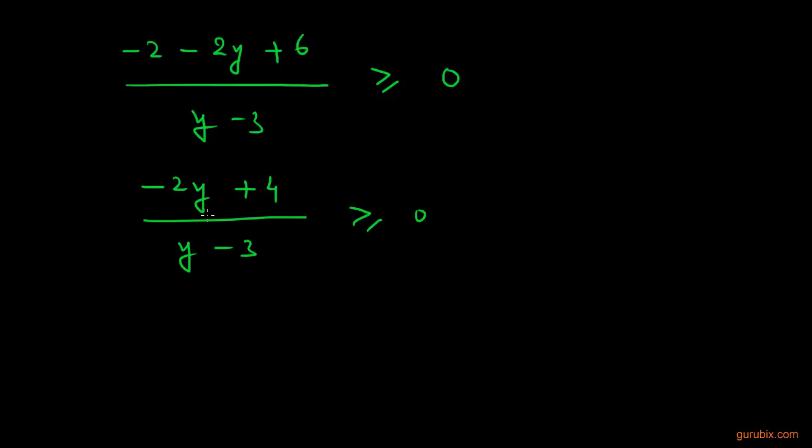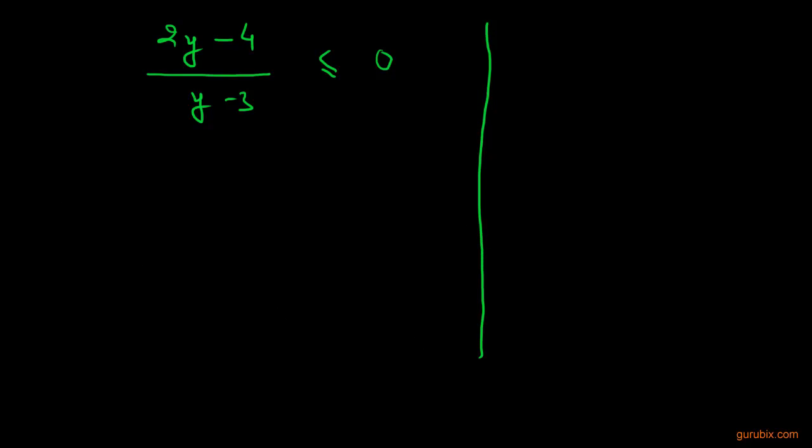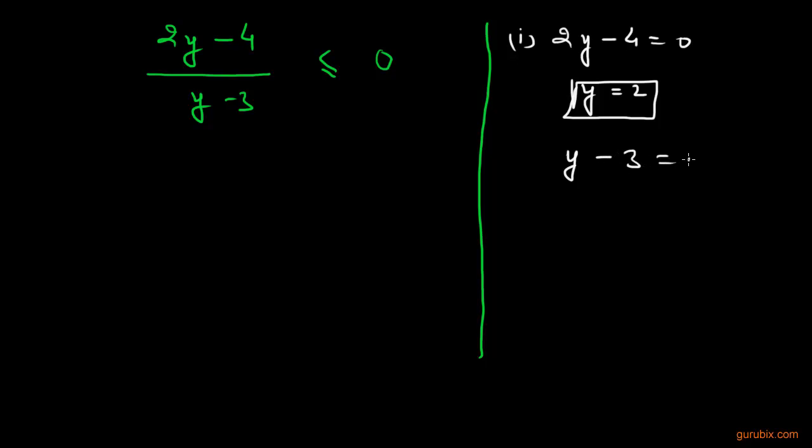And if we multiply both sides by negative 1, then it will be 2y minus 4 over y minus 3, but the sign of this inequality will be reversed. And now we shall solve this inequality step by step. In the first step, we shall equate the numerator to 0. Then it will be 2y minus 4 equals 0. This means y is equal to 2. And now we shall equate the denominator to 0. Then it will be y minus 3 equals 0. This means y is equal to 3.